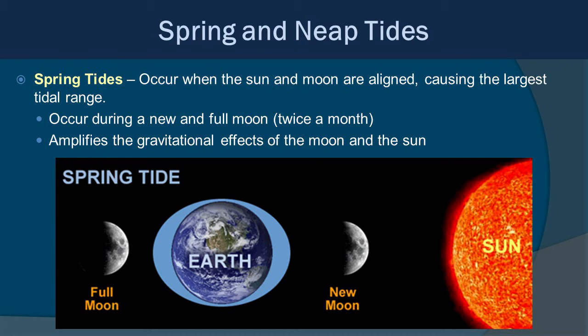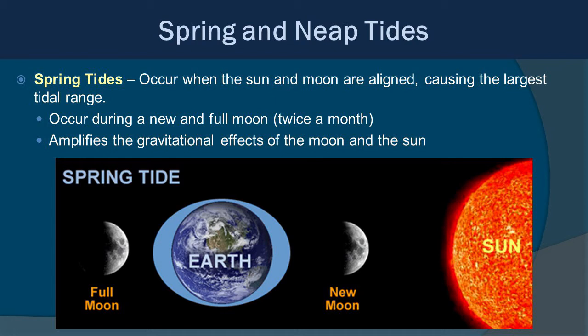Essentially, a spring tide occurs when the sun and moon are aligned, causing the largest tidal range. This occurs during the new moon and the full moon, so it actually occurs twice a month, all year long. Again, it's not about just being in the spring.